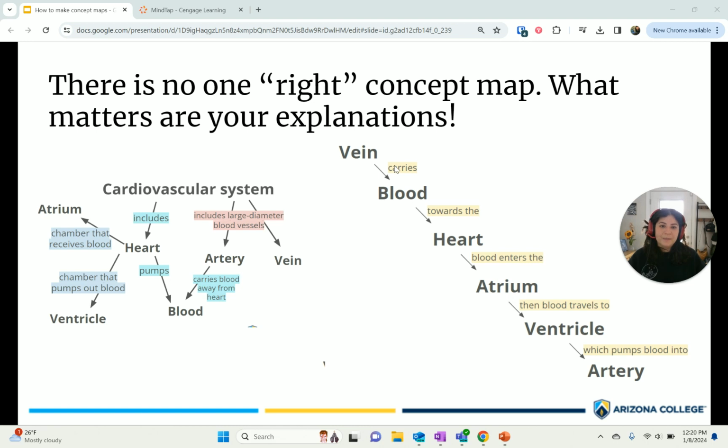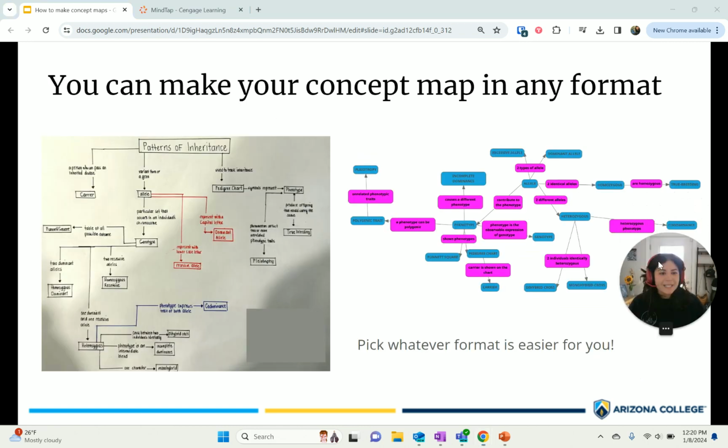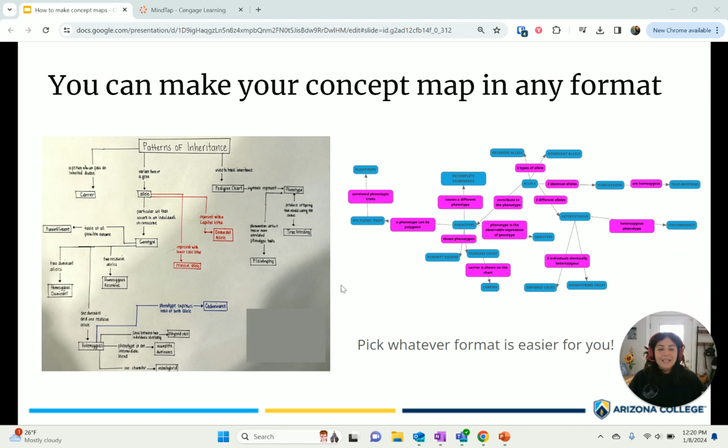And then last thing I want to emphasize is the format that you make your concept map does not matter at all. You should pick whatever makes more sense to you. So here's a very beautiful student example of a concept map done on pencil and paper or pen and paper. If you want to do it on paper, do it that way. Or here's a very nice student example of a digital concept map where they use different colors to explain each connection that they made between the vocab terms. This is really nice too.